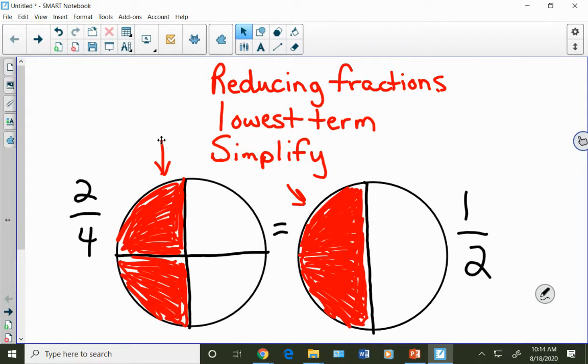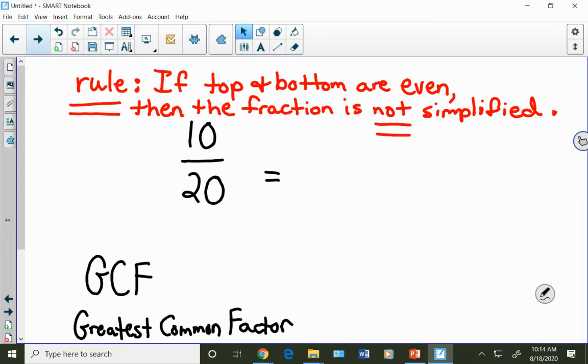So 2/4 can be simplified to 1/2. 1/2 is equal to 2/4. And so a lot of times in math, we want to reduce our fraction to as few pieces as possible. Now, there's a rule that we have to memorize or have to think about. Anytime the top and bottom of a fraction, the numerator and the denominator, are even, then that fraction is not simplified, which means it can be made into a smaller number of pieces.